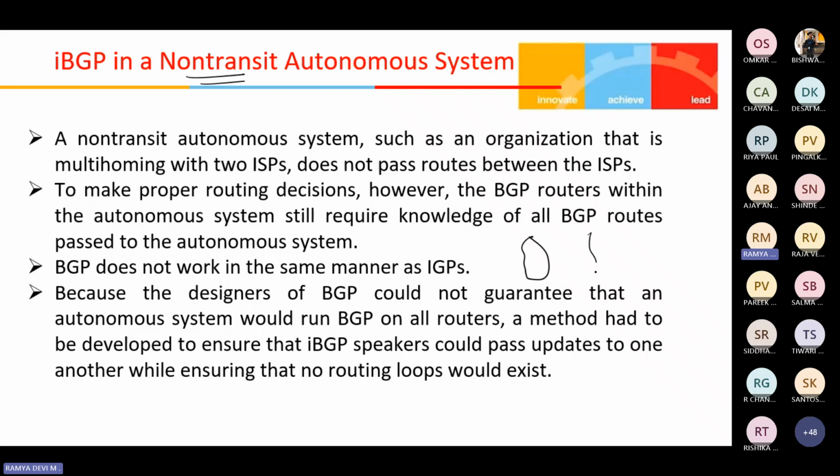So I have three autonomous systems. Okay. So these are the edge routers which are connecting these three autonomous systems: AS1, AS2, AS3. Okay.